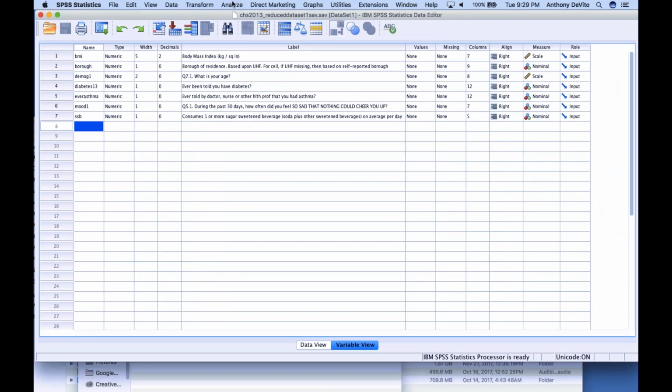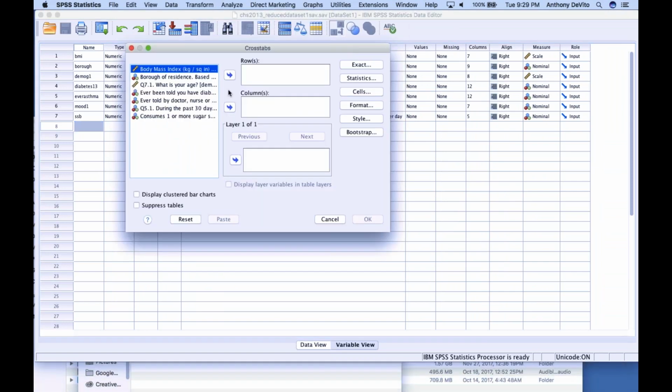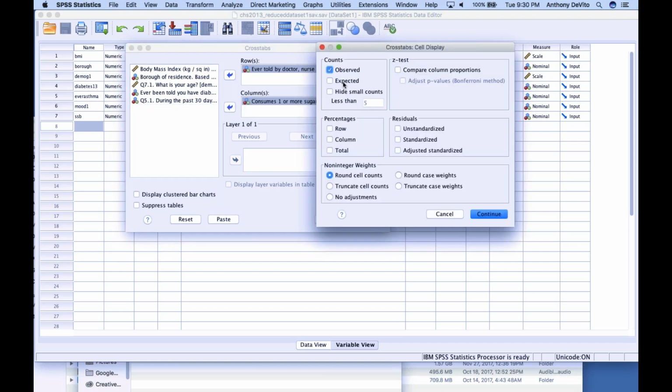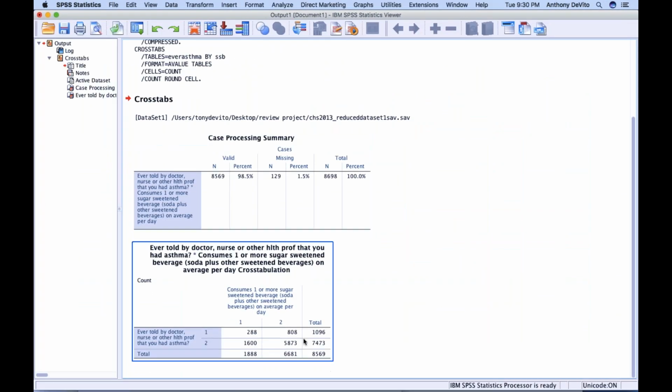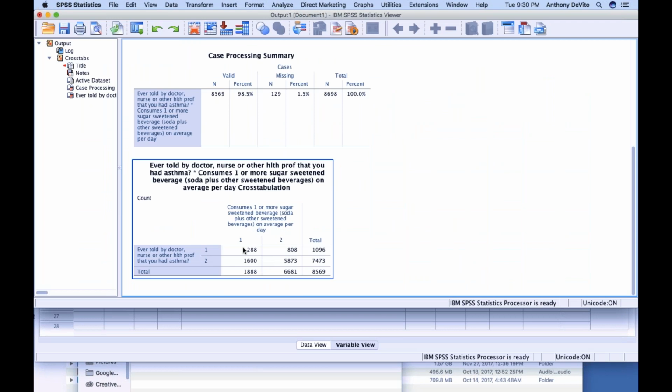So let's try our analysis now. Analyze, descriptive statistics, crosstabs. I'm going to move, have you ever been told by a doctor that you have asthma, into the rows, and I'm going to put consumes one or more sugary drinks into the columns. Okay, so first thing I'm going to do is go into our cells, and let's start off simply by doing the observed values for our crosstabs. So I'm going to click OK, and sure enough, here's our crosstabs table.